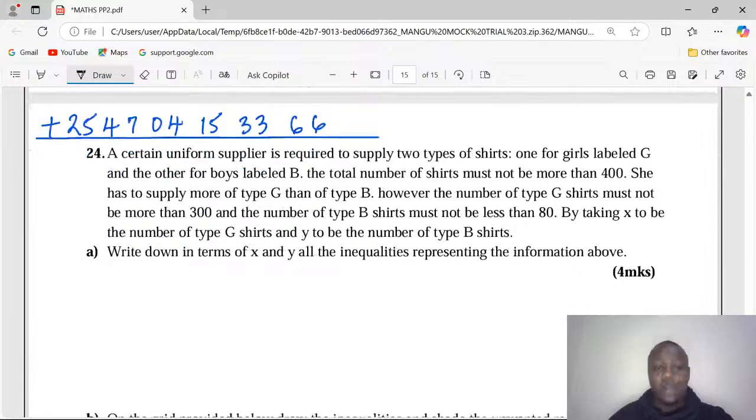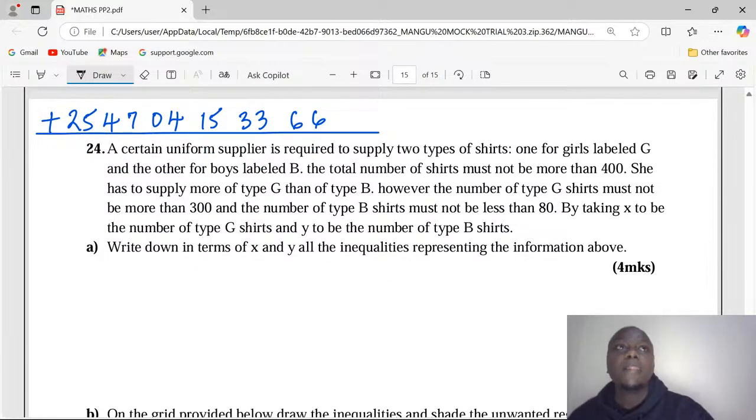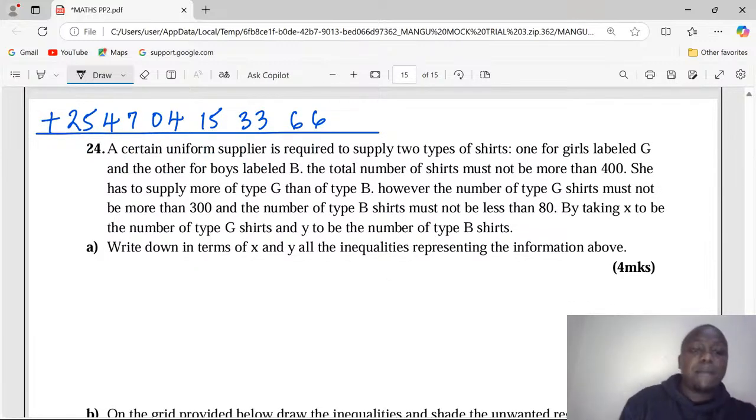Then finally, now we have question number 24, which is on linear programming. So let's look at this now. We're going to interpret it together. I hope you are cooperating.